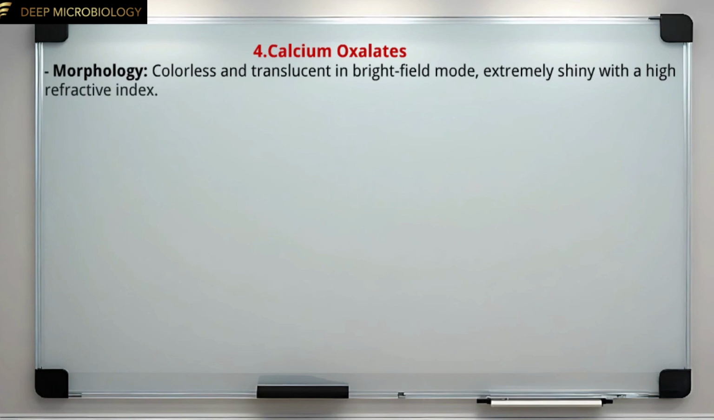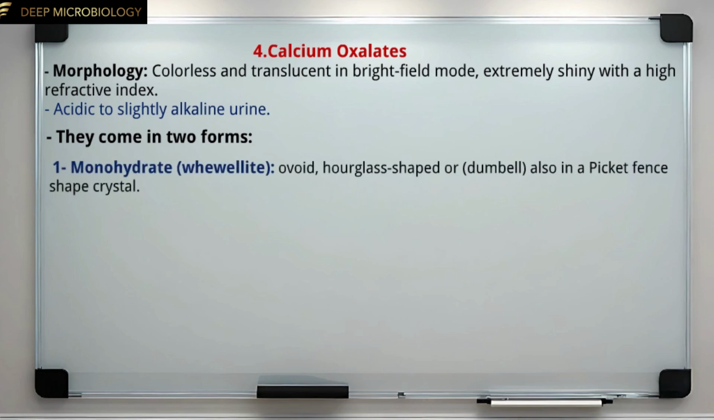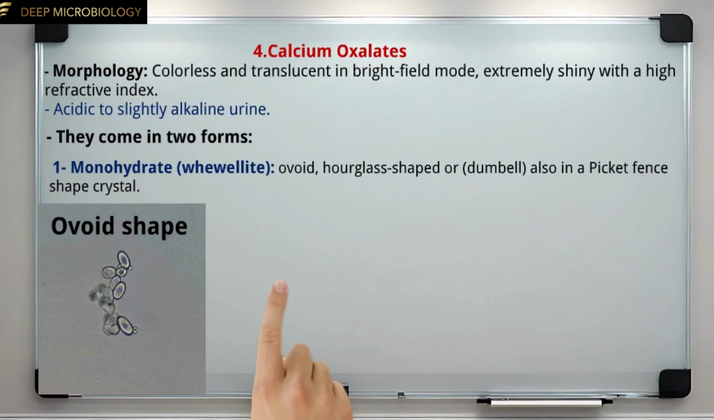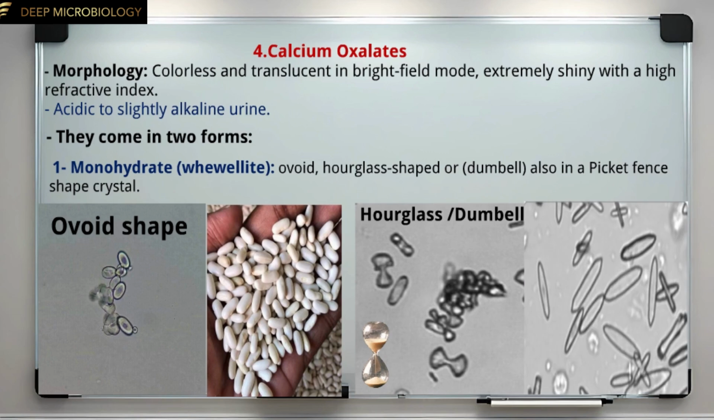4. Calcium oxalates. Morphology: colorless and translucent in bright field mode, extremely shiny with a high refractive index, typically found in acidic to slightly alkaline urine. Calcium oxalates come in two forms. 1. Monohydrate or whewellite. These appear as ovoid, similar to a bean seed as you can see here, an hourglass shape or dumbbell, also a picket fence-shaped crystal.